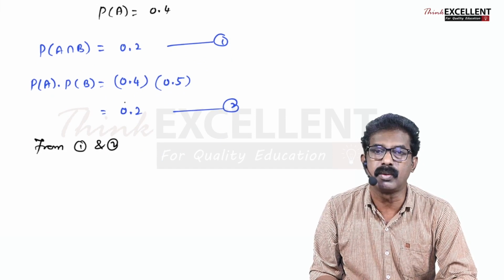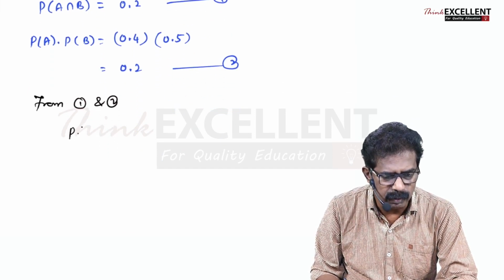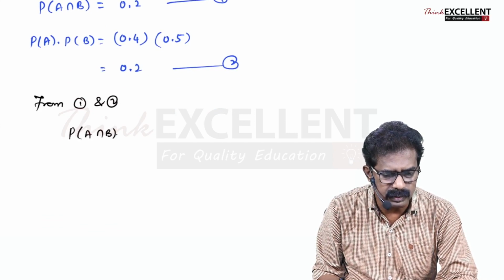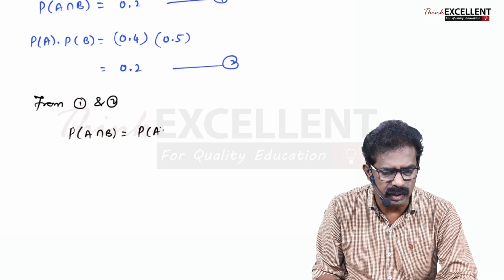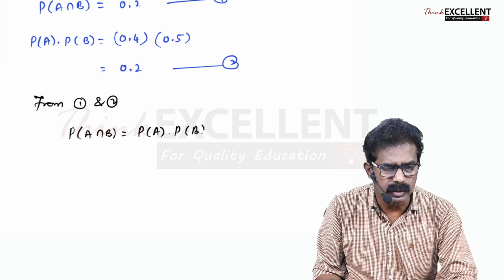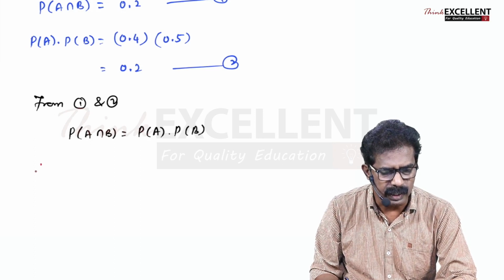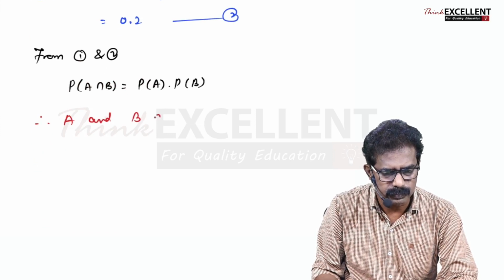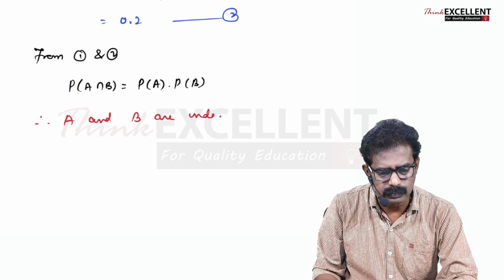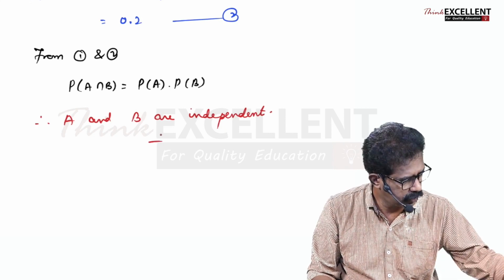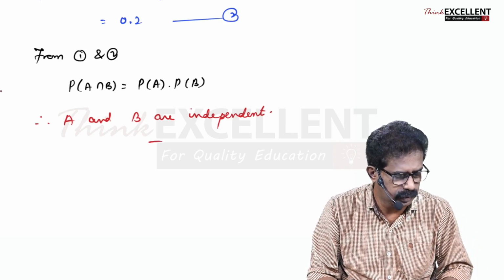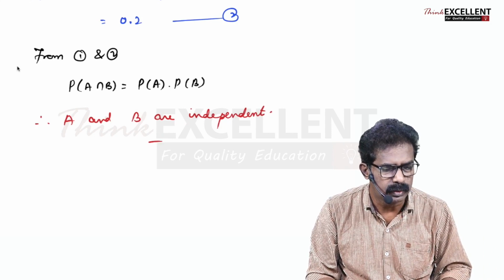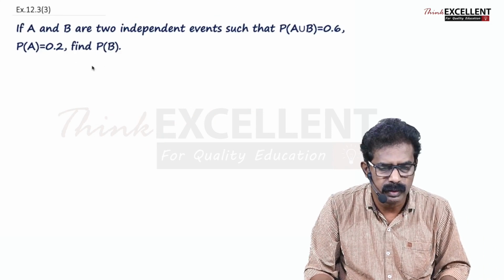From both these values, from 1 and 2, right sides are equal, so the left sides are equal. You can say P of A intersection B is equal to P of A into P of B. So the conclusion: therefore, A and B are independent. This is what they asked to prove, right? Prove that the two events are independent. Okay, now let's move on to question number 3.